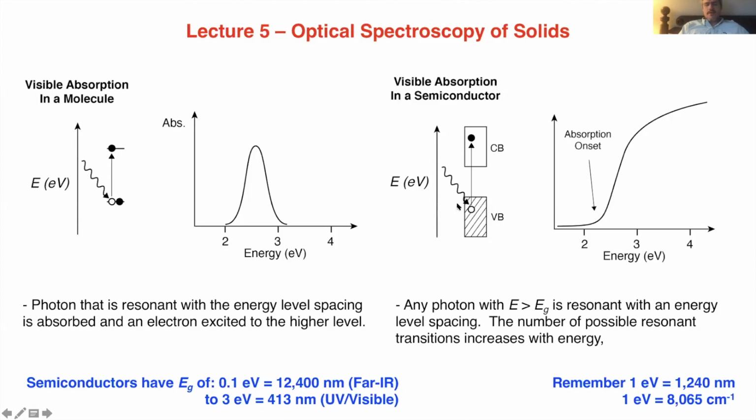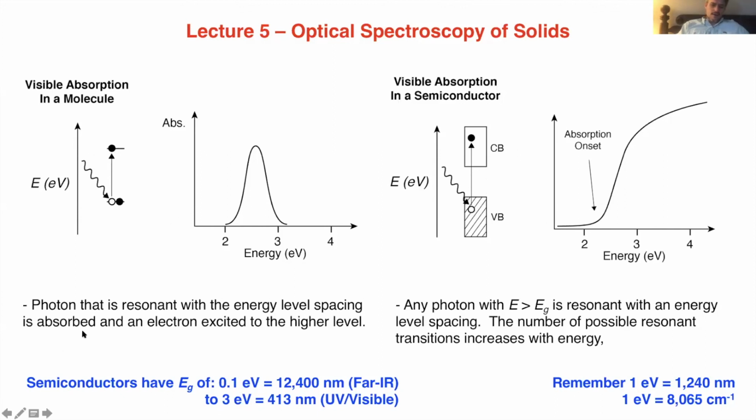Okay, in a semiconductor, because you have many orbitals that are filled and many orbitals that are empty, there are many transitions that are resonant with photons of different energies. Of course, the minimum energy to promote an electron from here to here is the band gap spacing. But at any energy higher than that, there are lots of allowed transitions. So the absorption spectrum of a semiconductor has this absorption onset, and that onset is roughly the band gap, and then it goes up from there.